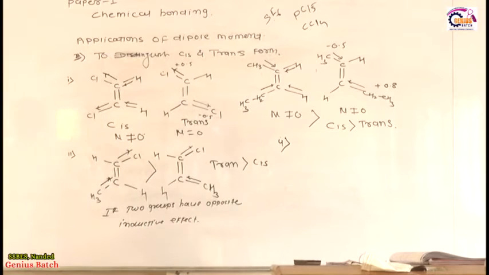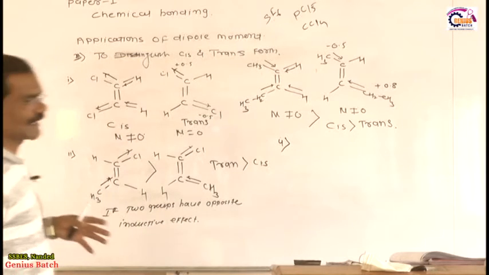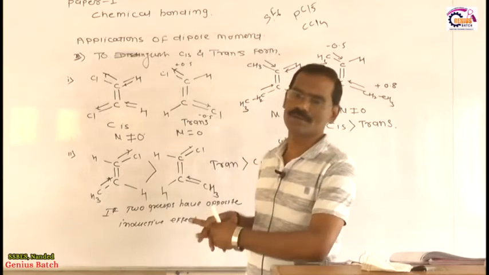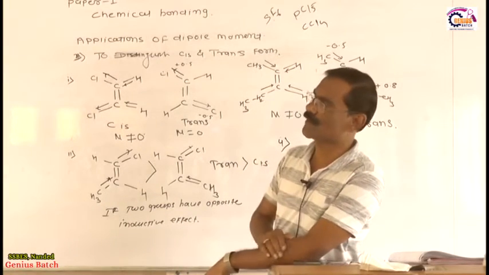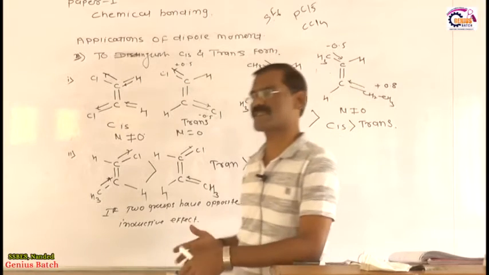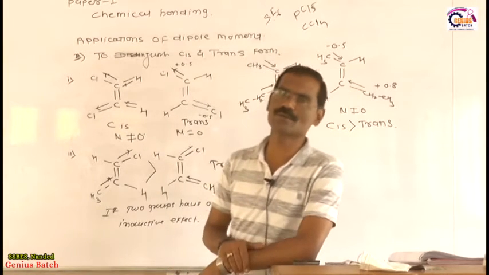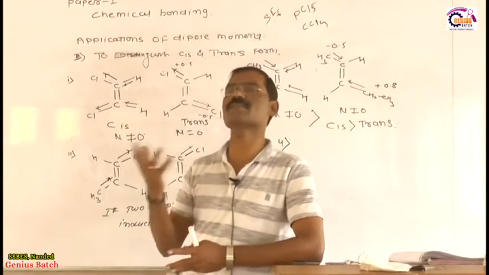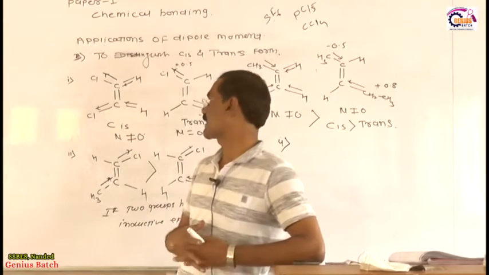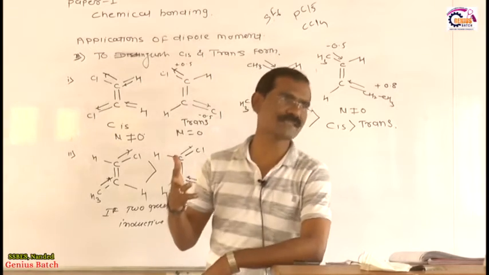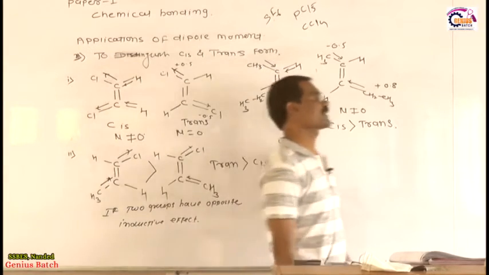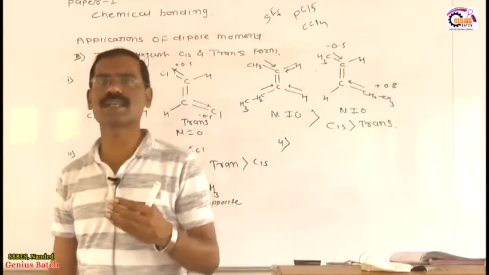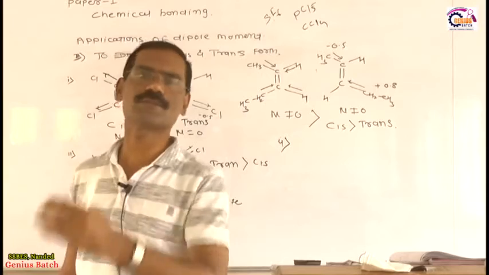Which one is the first application? The first application is to decide the geometry and polarity of a molecule. If mu is equal to 0, then the molecule is non-polar and has a planar structure. If mu is not equal to 0, then the molecule is polar and has a non-planar or unsymmetrical structure. The second application we completed is the calculation of percent ionic character. Percent ionic character is equal to the experimental value of mu divided by the theoretical value of mu, into 100.